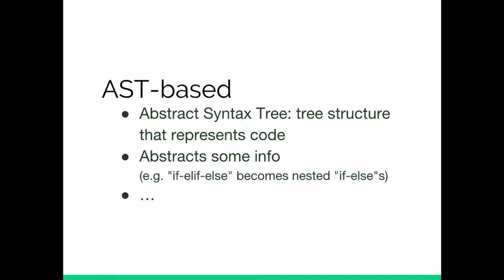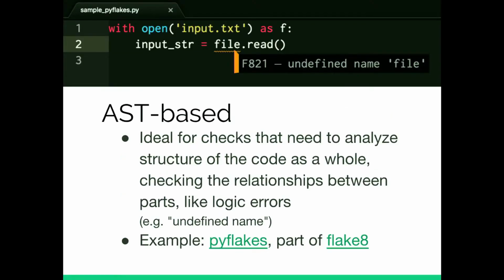For example, if, elif, else becomes nested if-elses. So we lose information. It's not like tokenizers, which don't lose information. This loses information. And it's ideal for checks that need to analyze the structure of the code as a whole. For example, checking relationships between code parts, like logic errors. For example, undefined name. Here's an example from PyFlakes.